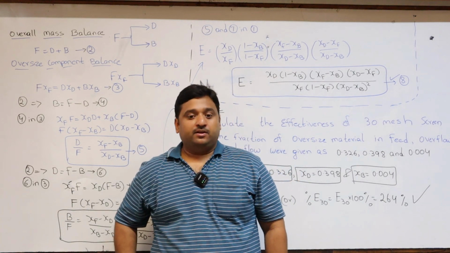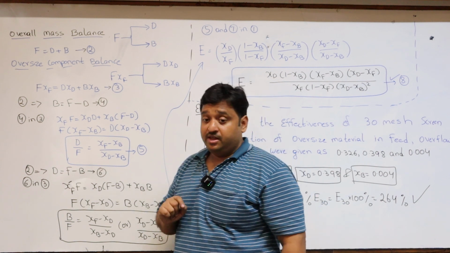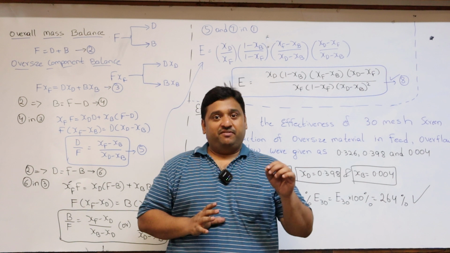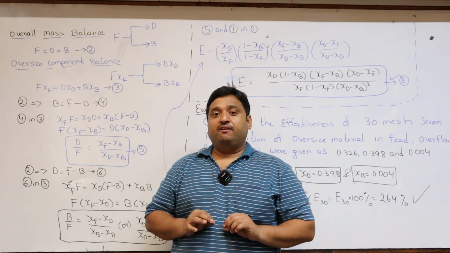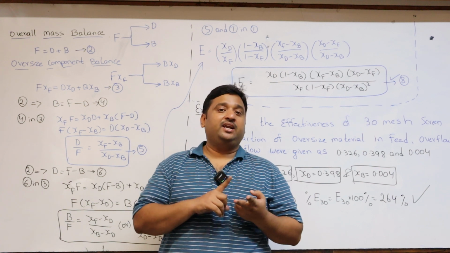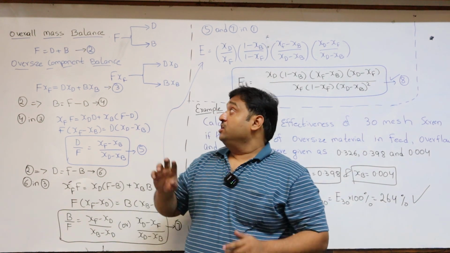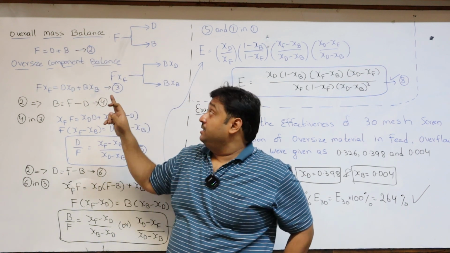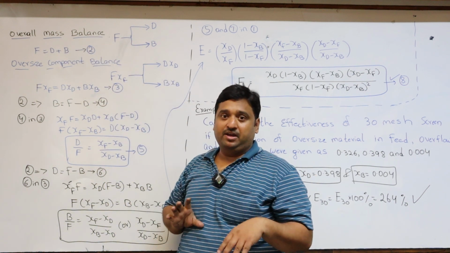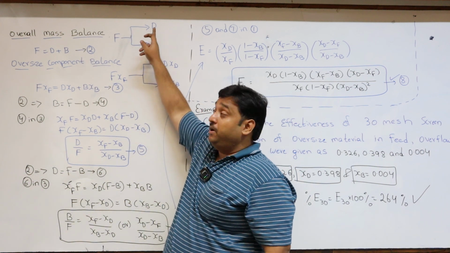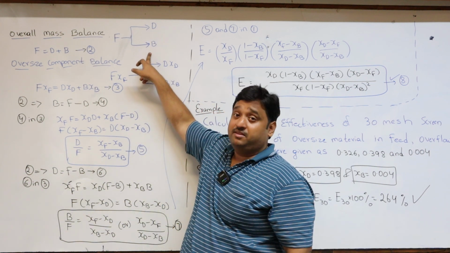Hi students, let us go through the derivation. To get an expression for D by F and B by F, we have to do two things. One is the overall mass balance and the second is the oversize balance. So that is why the theory starts with the overall mass balance, meaning how much feed we are putting in, how much product is coming out at the top and how much reject is coming out at the bottom.